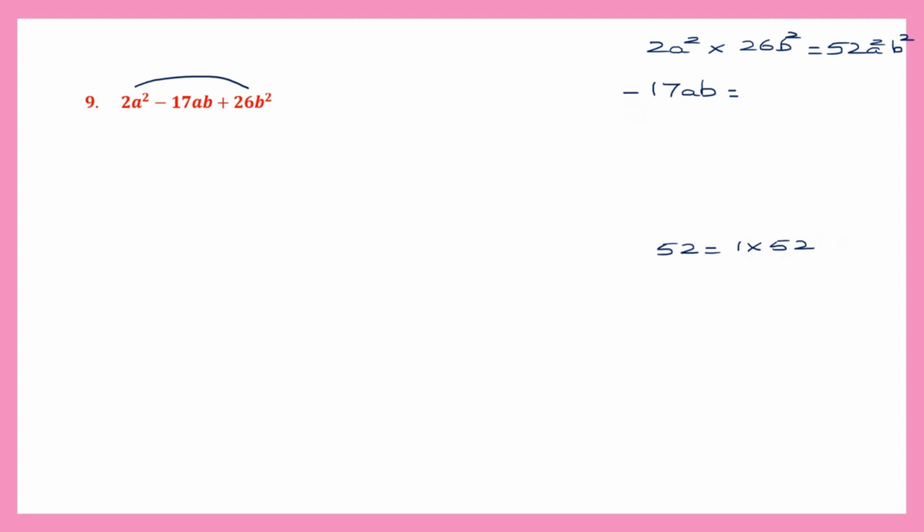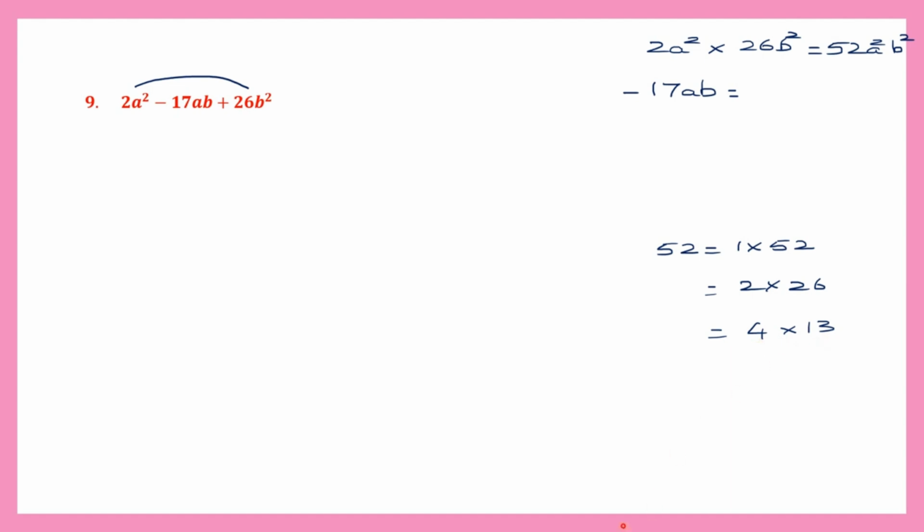Then let's go to the next one. 2 into 26 will give us 52, but when you add, it will not give you 17. What are the other factors of 52? Now if I take 4, 4 into 13 is 52. Okay, now let's look carefully. 4 into 13 is giving us 52. When I add up both these, I get 17. But I need to get minus 17.